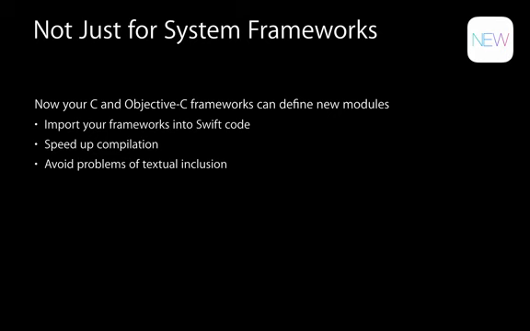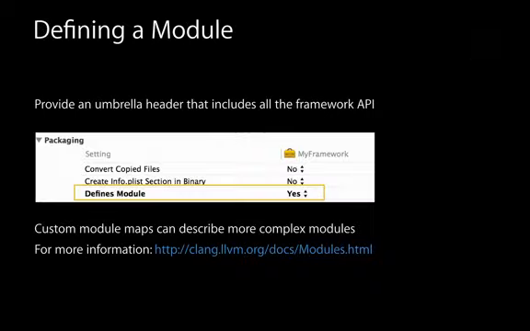So if you want to do this, how? It's really very easy. For most frameworks, it's possible to define a single umbrella header that imports all of the framework API. And this is what we recommend that you do, as it is the easiest way to adopt a module. Once you've done that, simply go to the Xcode build settings for your framework, and in the packaging section, set defines module to yes. And that's it. It really is very easy.